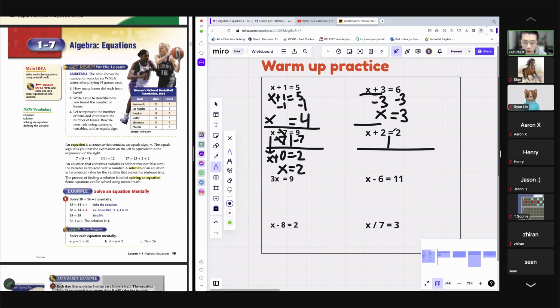Aaron, would you like to try this one? So first of all, we start by drawing in an upside down T, right? So what would be our first step? Remember, we need to be fair. So we have a positive 2 on the left side, right? Minus 2? Yes, because it's a positive 2, we want to get rid of it. We only want an x on the left side. So Aaron is correct. We subtract the 2 on the left side.